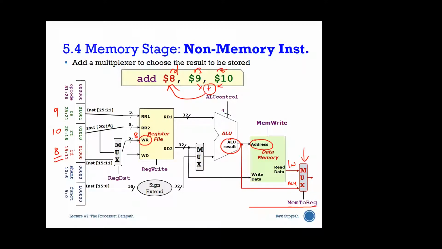I need to look back at the instruction. In the instruction, this 8 is mapped to the bits 15 to 11, which is coming in here. So I need to make sure that these bits are the ones that are selected to go through.